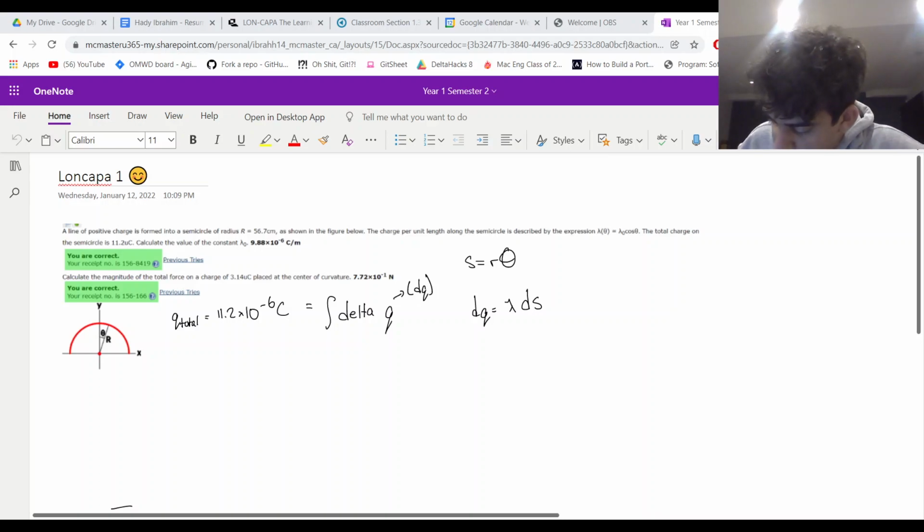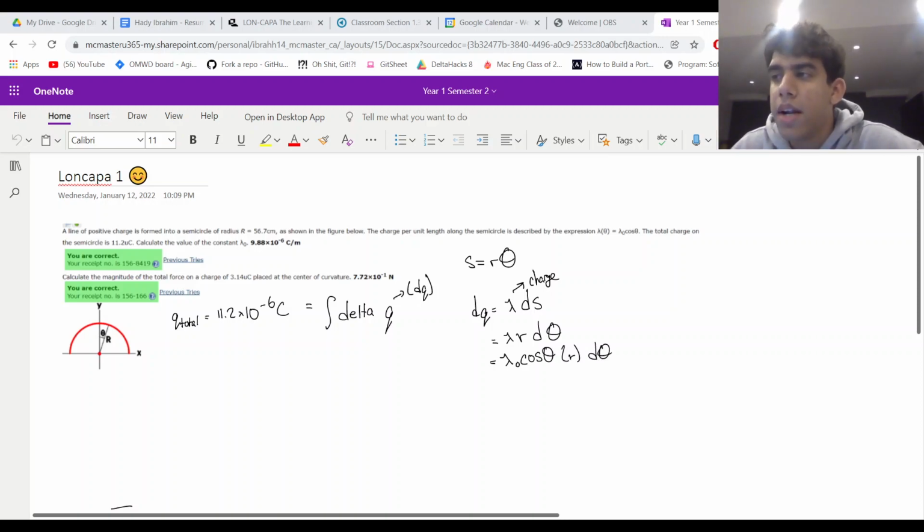Now we also know that ds, the delta of the arc length, is the same as r times delta of theta. Because we're just changing it to follow angles now, so we still need to do it with respect to the angle, but r will stay constant. And then our charge, as they gave us in the problem, is lambda 0 cos theta, and then we keep our r, and we have our d theta, right?